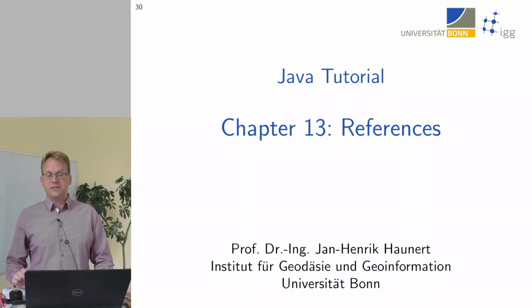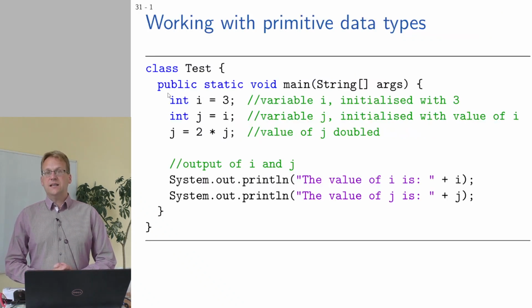Welcome to chapter 13 of the Java tutorial, which is about references, or more specifically about working with reference data types, which are objects and arrays, both of which we have discussed in the previous chapters already. So, let us look at a small example.